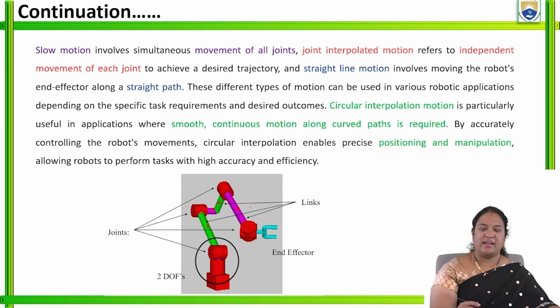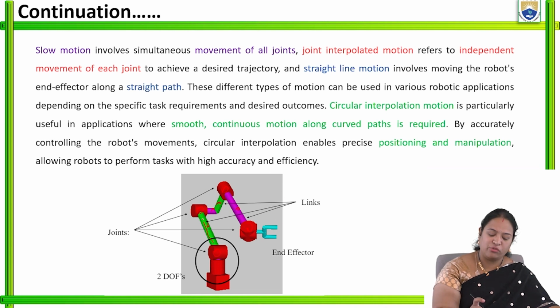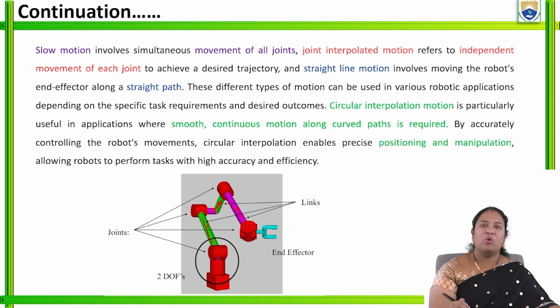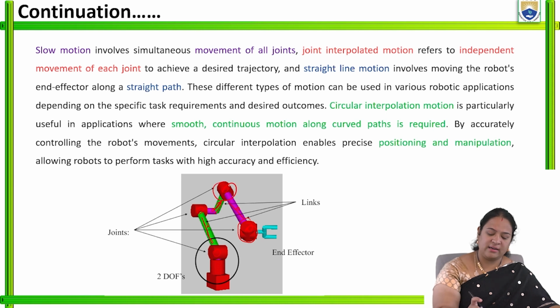For a slow motion of the robot manipulator, the movement of the robot joints according to the links will be done in a very slow manner. Whereas in the circular interpolation, what is happening? This will be in a circular direction. The movement of the joints will be done in a circular direction, according to which the end effector movement also will be in a circular direction.